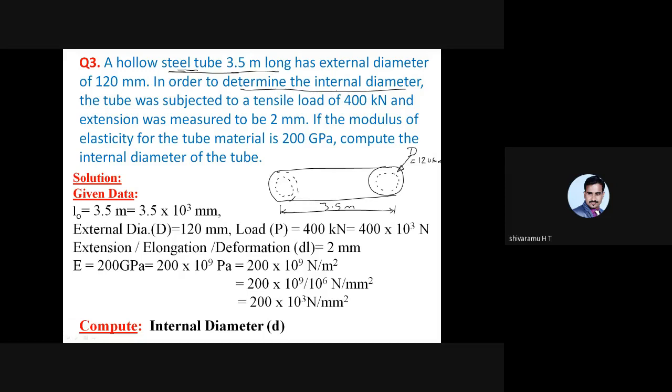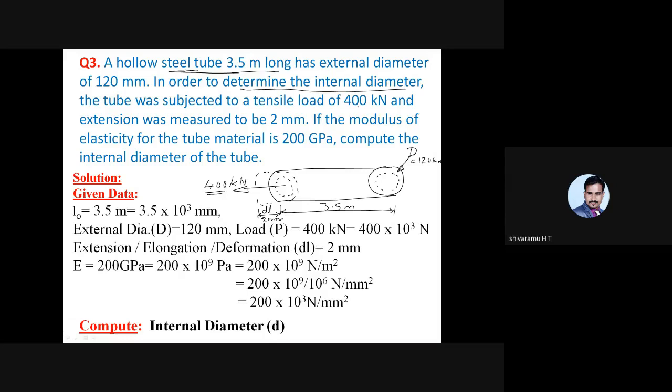In order to determine the internal diameter, the tube is subjected to a tensile load of 400 kilonewton, and its extension was measured. After applying the 400 kilonewton tensile load, the tube is getting elongation. The elongation or deformation dl will be equal to 2 millimeter.